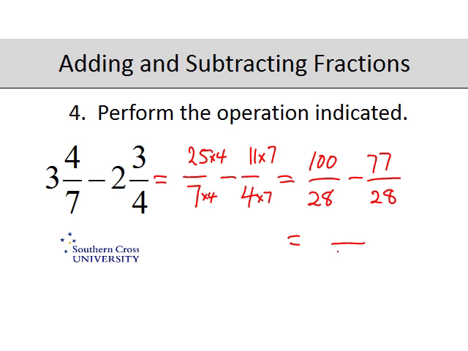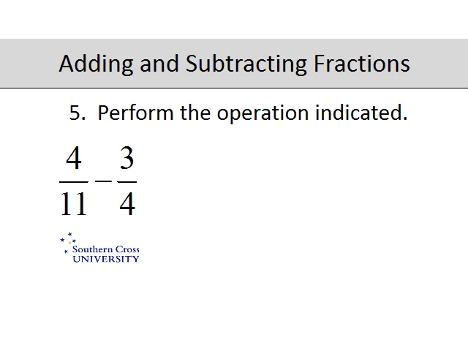Performing the subtraction, 100 take away 77 leaves 23. We're looking at that answer. 23 is a prime number, so that's not going to simplify. So we can move on to the next question.